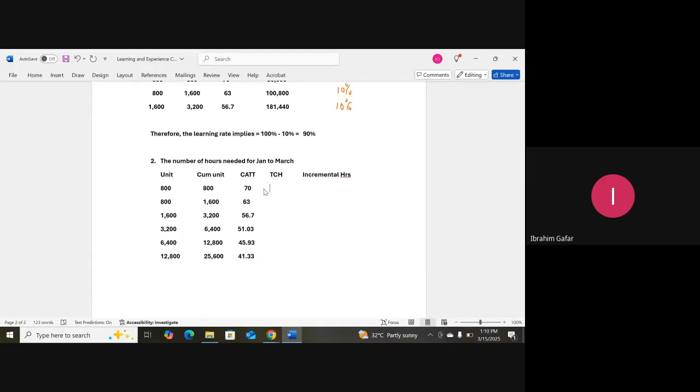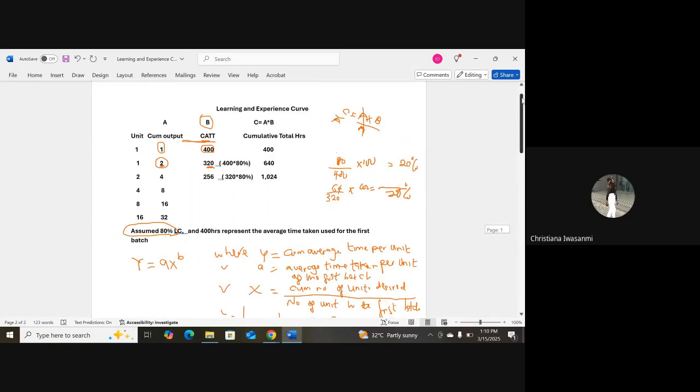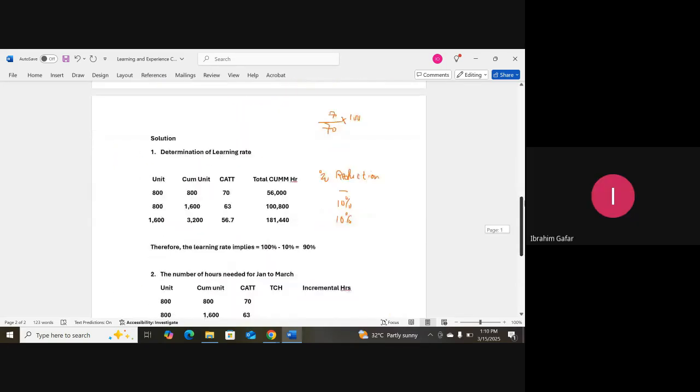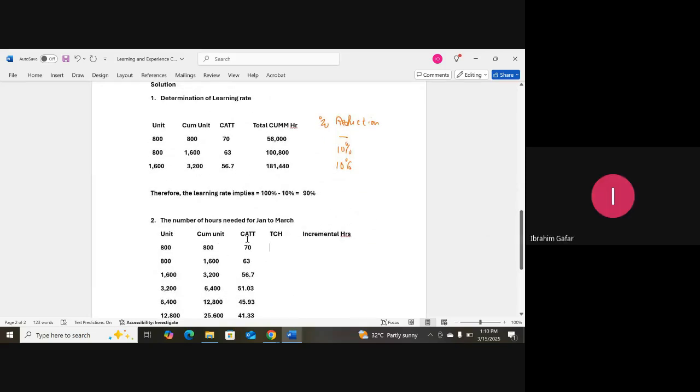TCH is what? Total cumulative hour. Total cumulative hour is what? A times B. I use alphabet now: this one is A, this one is B. Then to get this one will be A times B. 800 times 70 will give me 56,000.